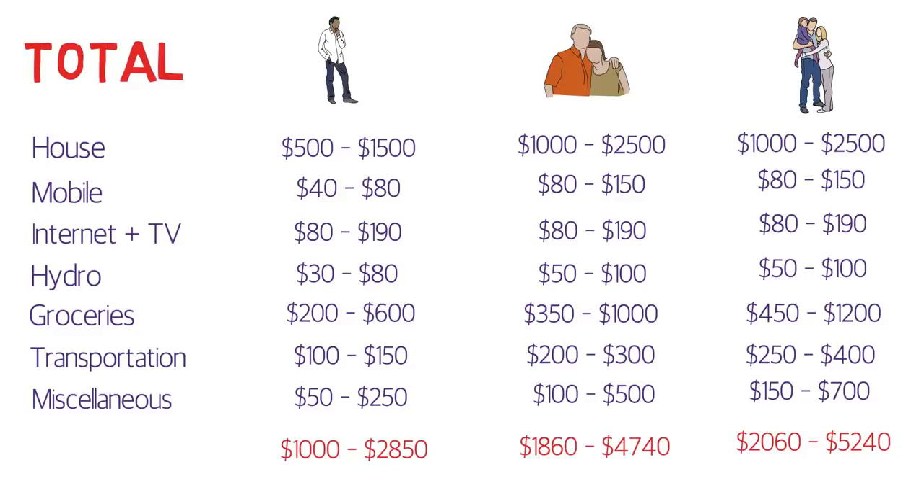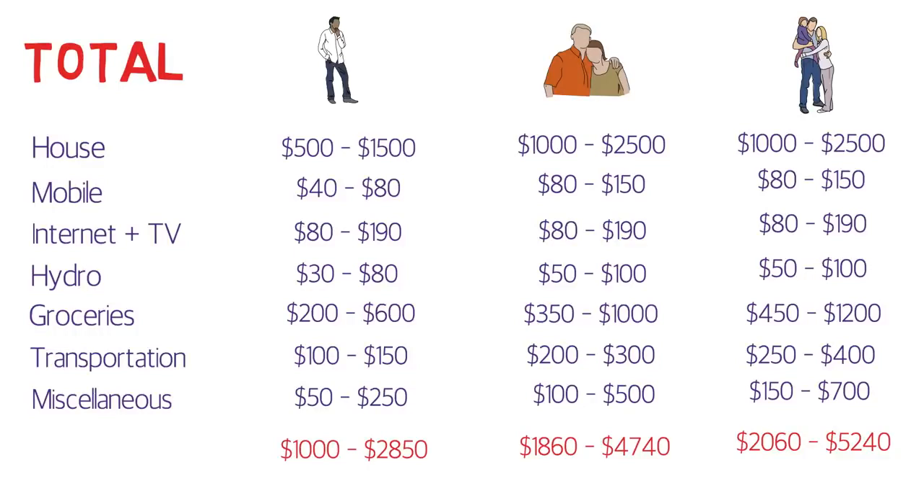Your grocery bill would increase. So let's say 450 to 1,200. Again, an assumption here. Now your transportation would slightly increase. Then it would be like 250 to 400, and your miscellaneous charges would also increase from 150 to $700.